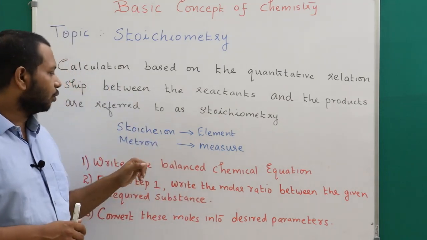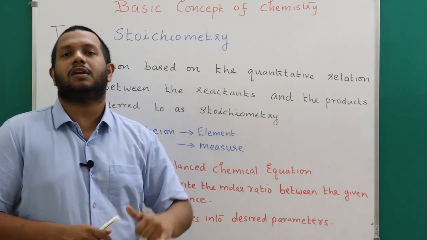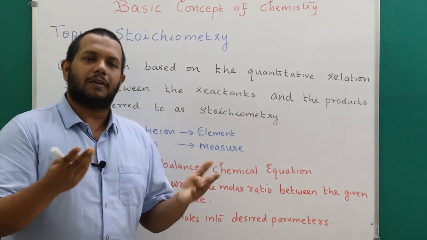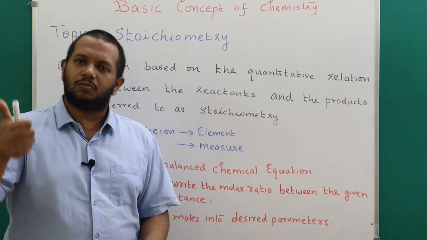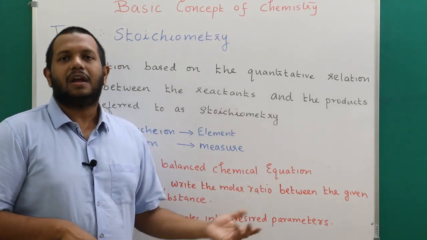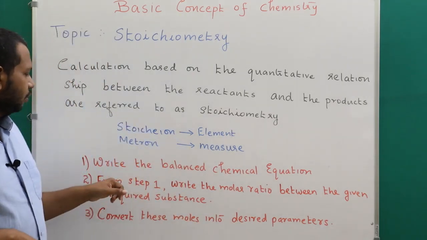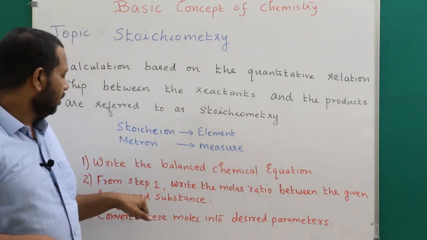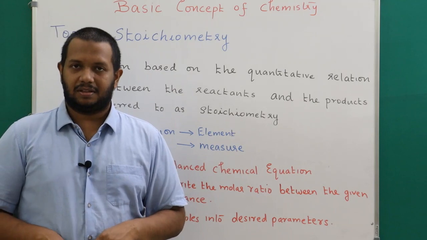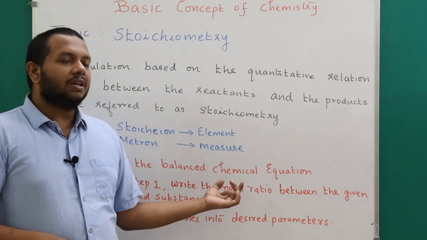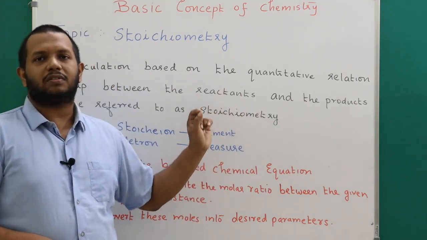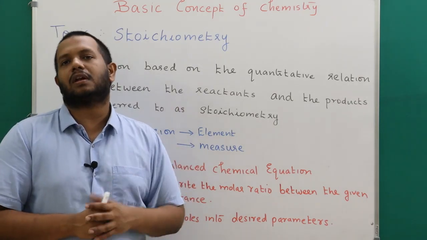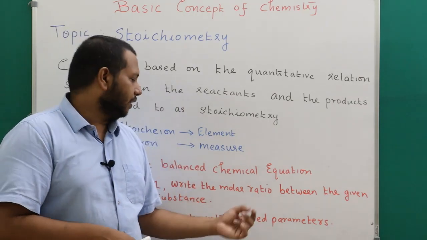Then the next step is writing the balanced chemical equation, making it balanced. If you write the balanced chemical equation in the first step itself, well and good, that is what is expected. In the next step, from step 1, write the molar ratio between the given and required substances. I will explain what this molar ratio is, and this ratio we can even call the stoichiometric ratio as well.